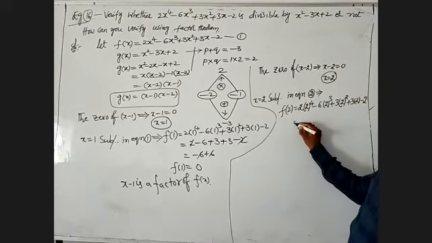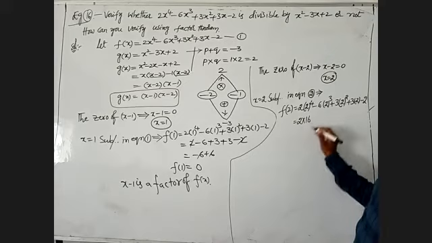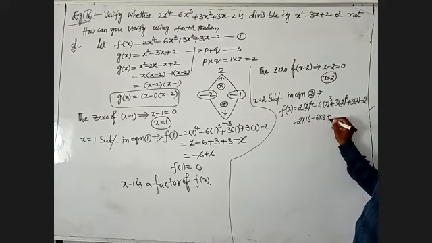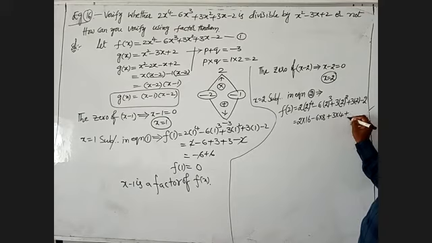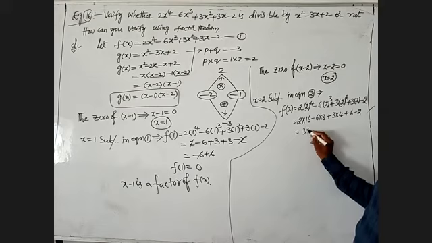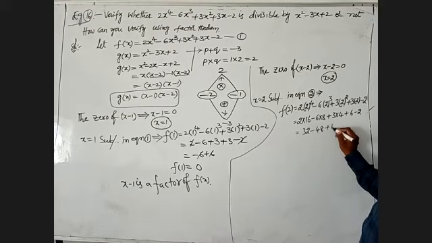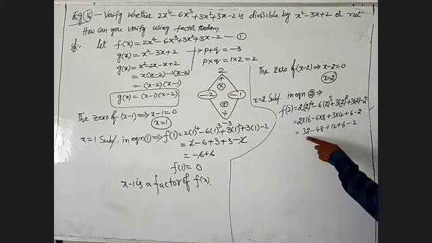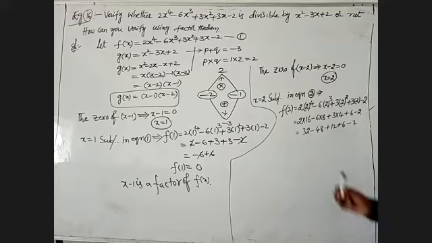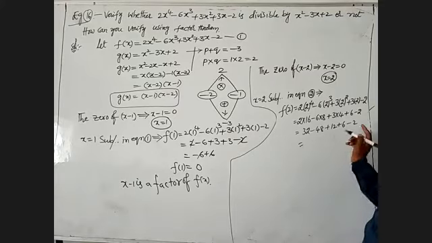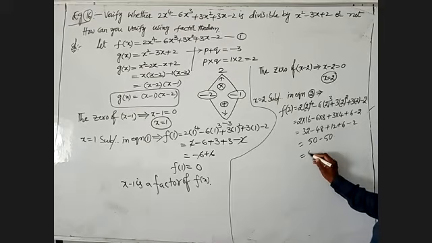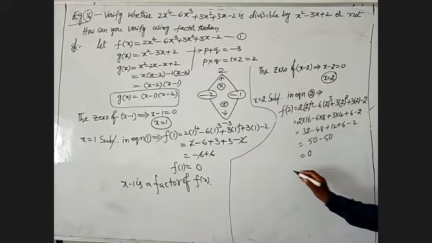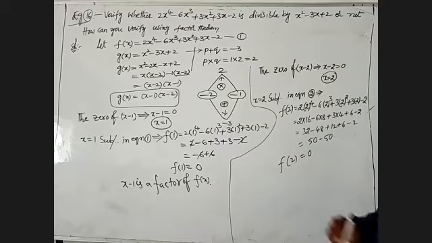That means 2 into 2 power 4 is 32. 6 into 2 cube is 48. 3 into 2 square is 12. Plus 6 minus 2. 32 plus 12 is 44. 44 plus 6 is 50. Minus 48 minus 2 is minus 50. 50 minus 50 is equal to 0. That is, f of 2 is equal to 0.